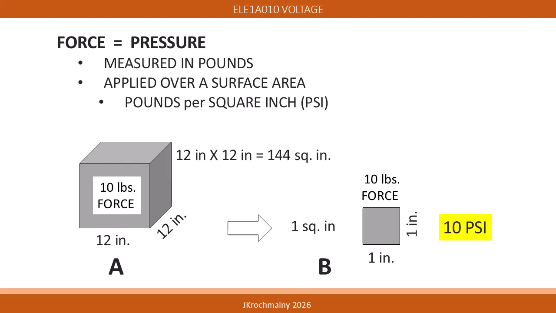If there is 10 pounds on every square inch of the 144 square inch area, we can state that 10 pounds per square inch exists, or 10 psi. PSI, or pounds per square inch, becomes the term for measure in the United States for pressure.